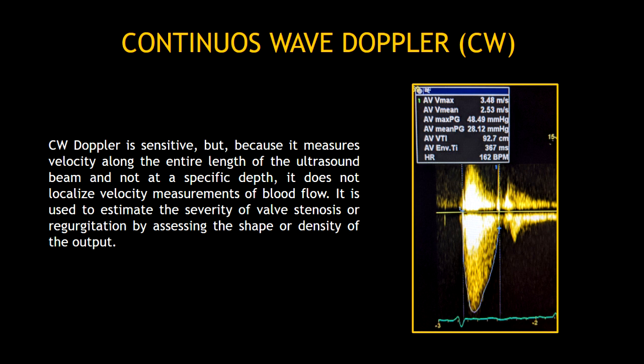Continuous wave Doppler is sensitive, but because it measures velocity along the entire length of the ultrasound beam and not at a specific depth, it doesn't localize velocity measurements of blood flow. It is used to estimate the severity of valve stenosis or regurgitation by assessing the shape or density of the output.